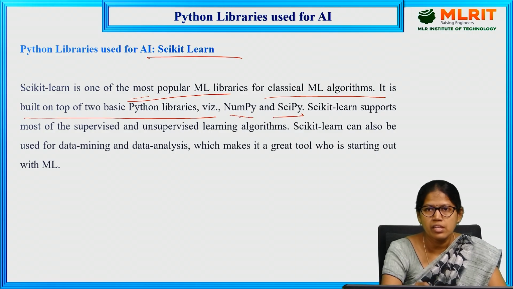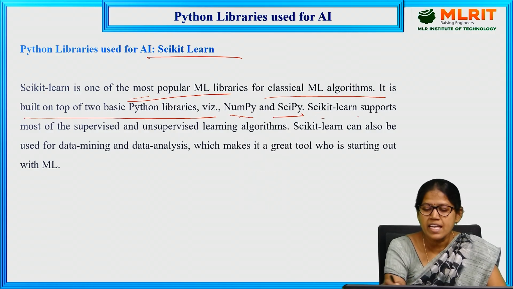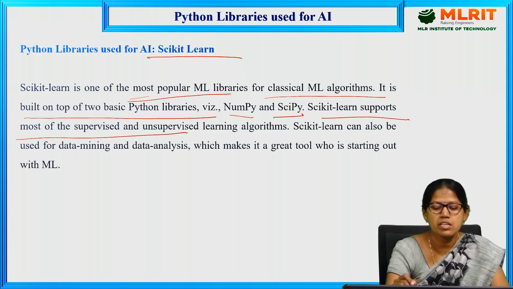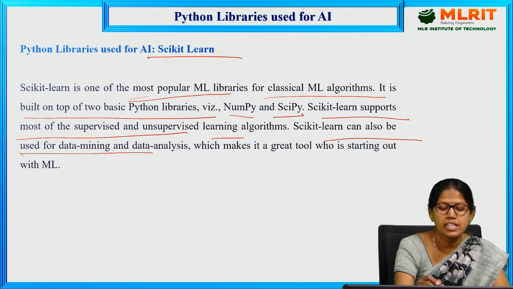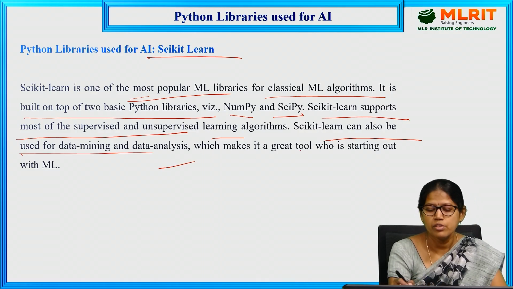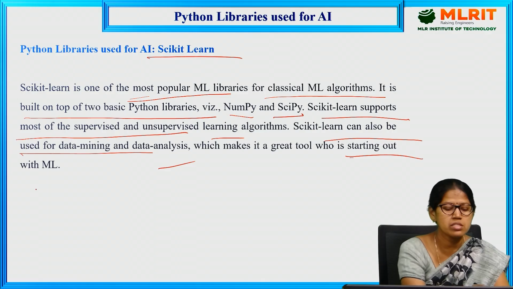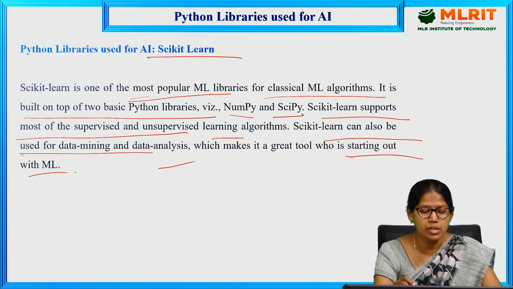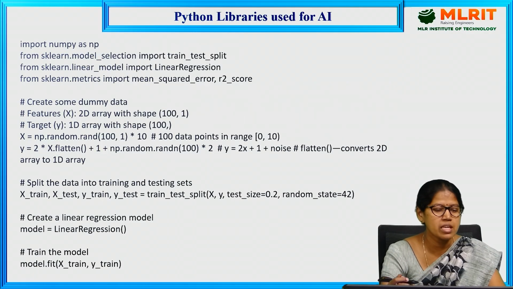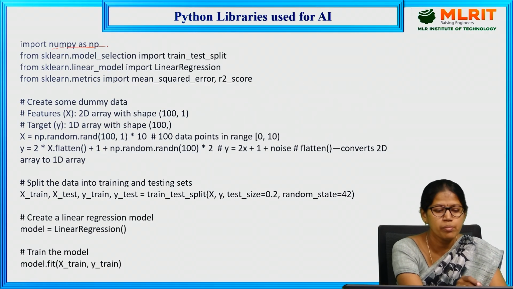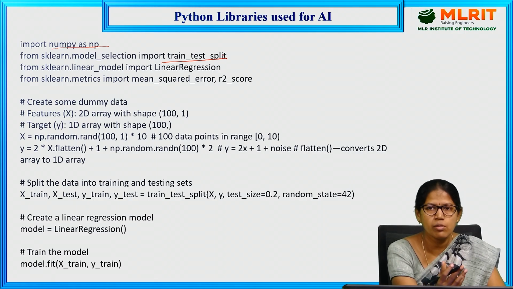NumPy is for numerical work and SciPy is for scientific research projects. Scikit-learn supports most of the supervised and unsupervised learning algorithms. Scikit-learn can also be used for data mining and data analysis, which makes it a great tool for those starting out with ML. By using this, we can train the models easily. Let's see an example. Importing NumPy for numerical calculations, later models, training and testing. We'll train the model, later we'll test.